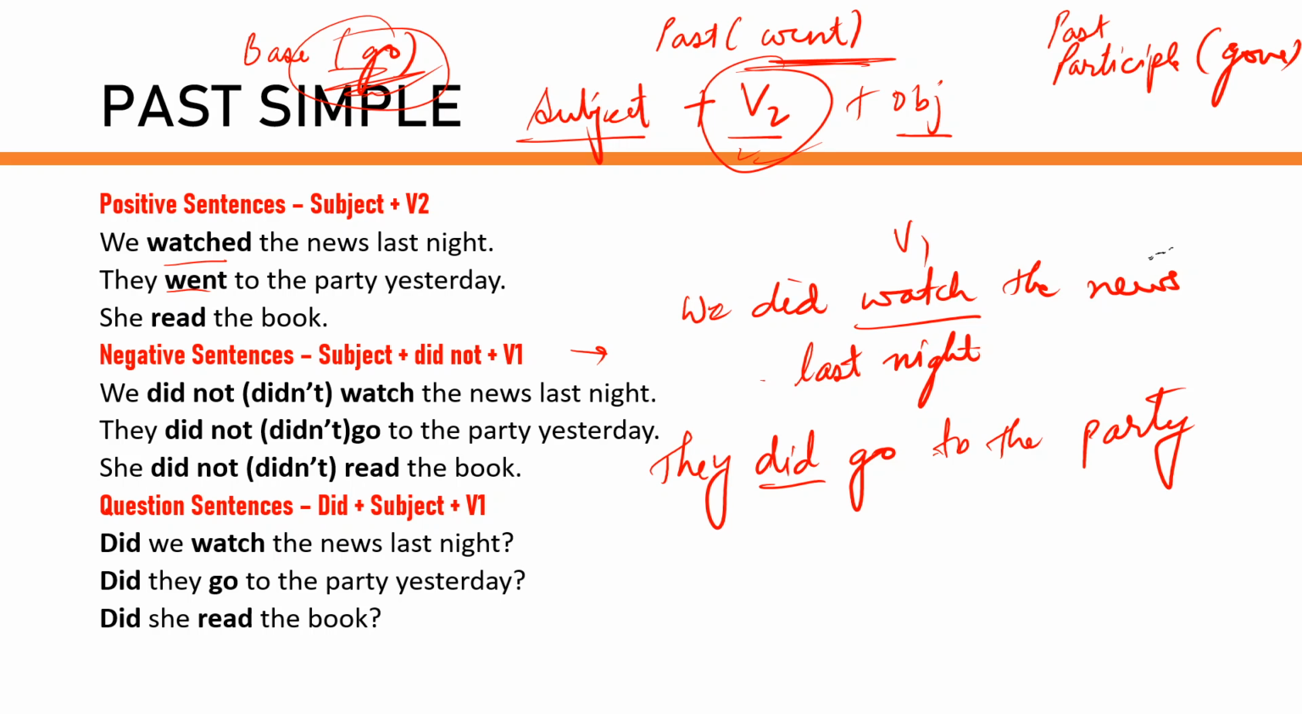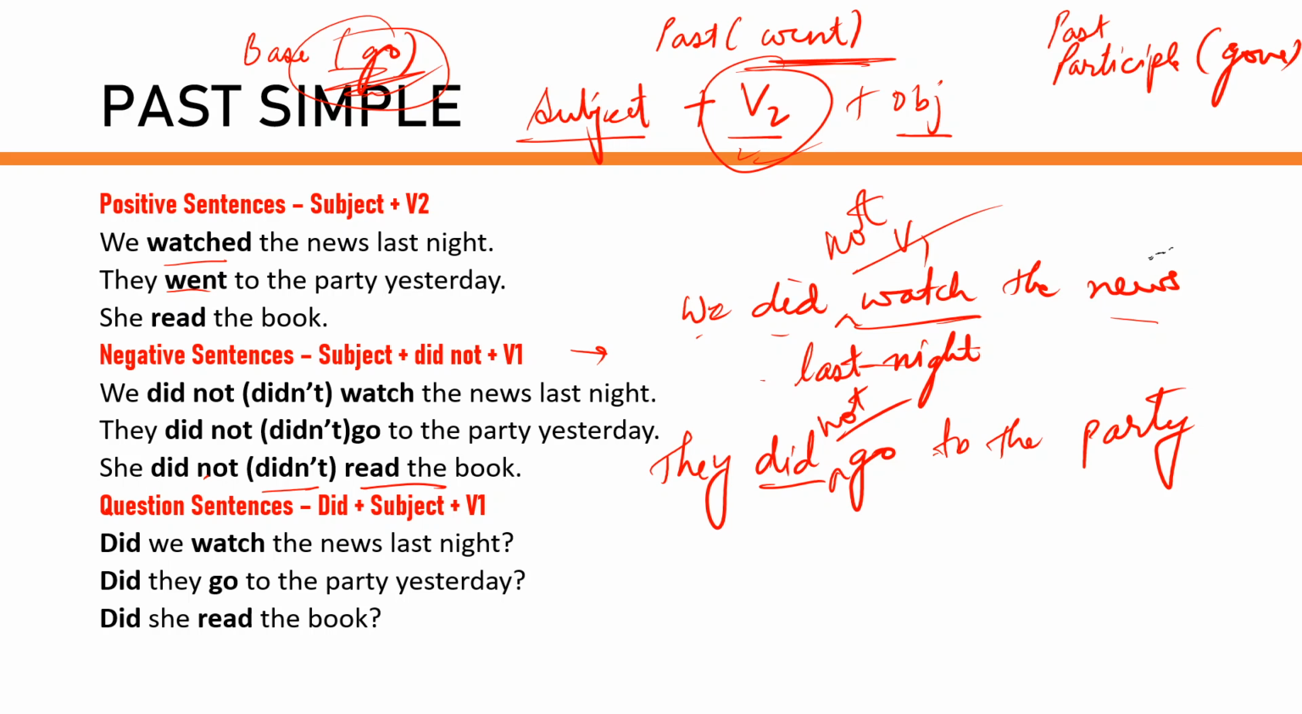Now if you are to make negative sentences out of this, what will you do? We will add a not, very simply, before the main verb or after the auxiliary verb. We did not watch the news last night. They did not go to the party yesterday. She did not read the book.